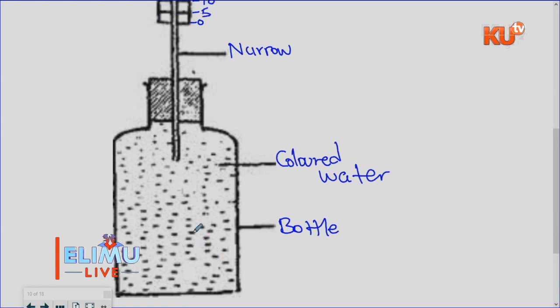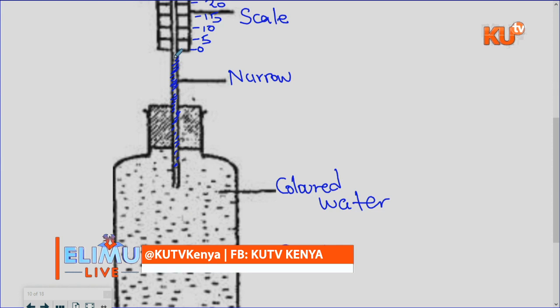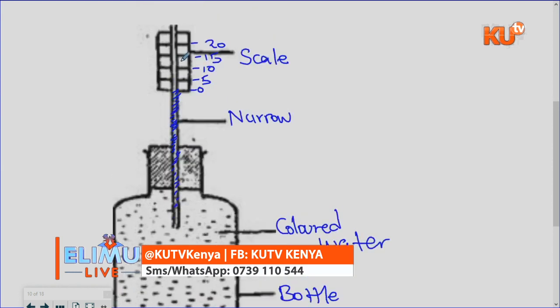So when the temperatures are high, the colored water in the bottle gets heated. As it gets heated, it expands because matter expands when heated. As it expands, it moves upwards. So with the increase in temperature, the colored water keeps rising. As it keeps on rising, we'll get a higher reading on the scale. So as temperature rises, we get a higher reading on the scale.